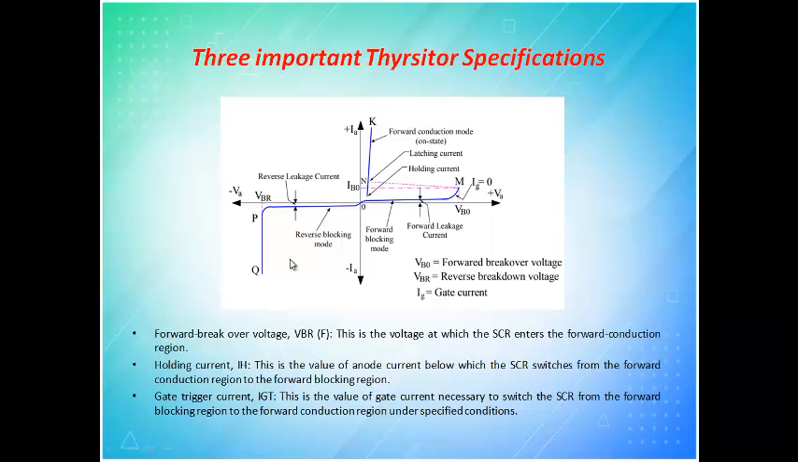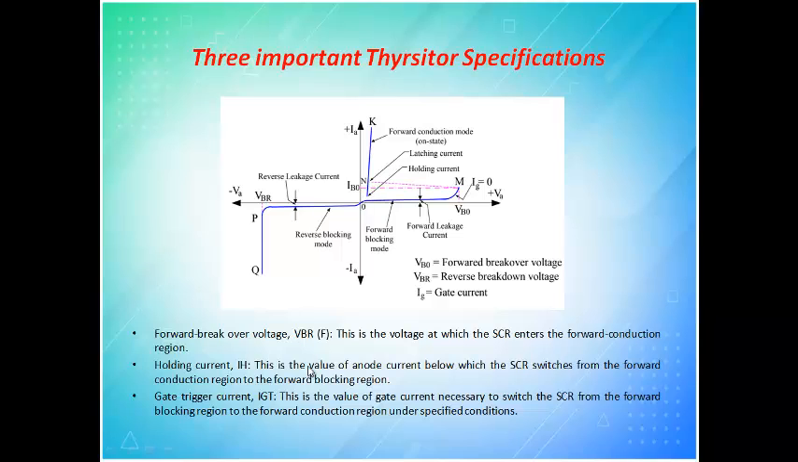Then holding current is the current required for the device to stay on, and this is less than the latching current. To latch I require a current, but to hold, since the structure is in a circulating fashion, it will be able to hold at a lesser current value.